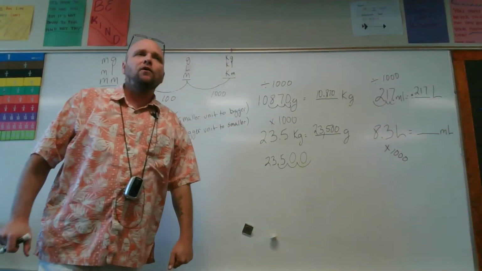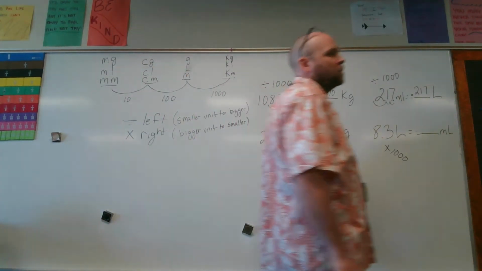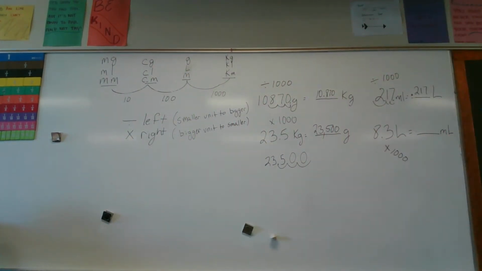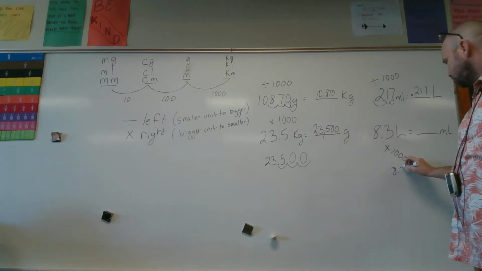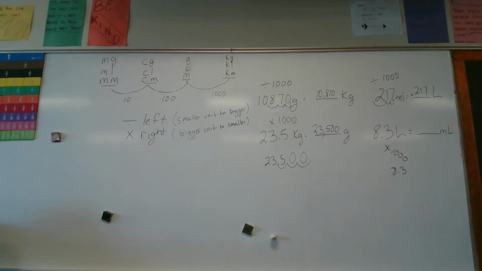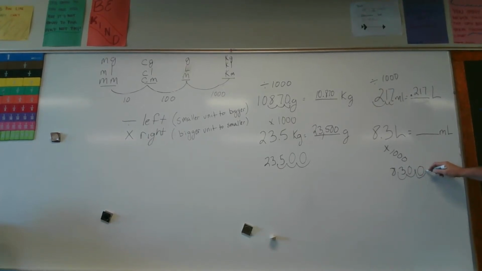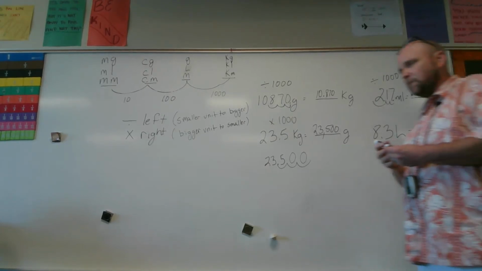Now, my young friend Logan, when I multiply by 1,000, I move my decimal point in which direction? To the right. And how many places to the right am I going to move it? 3. So as my young friend Gage told me earlier, if I don't have numbers to move it back, I can add zeros, and that's not going to change my value. So it's going to be 8,300 milliliters.